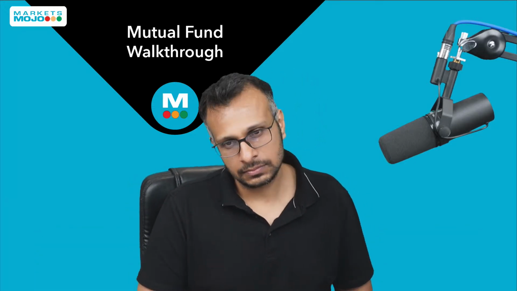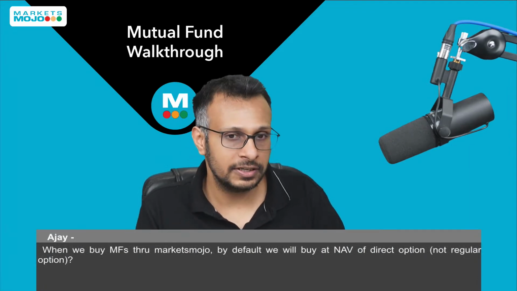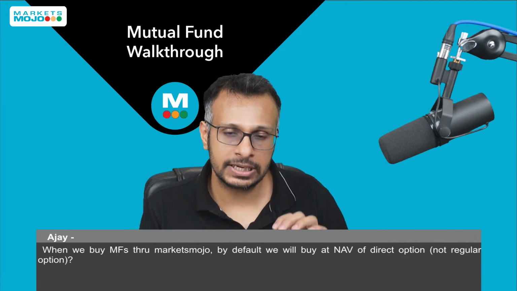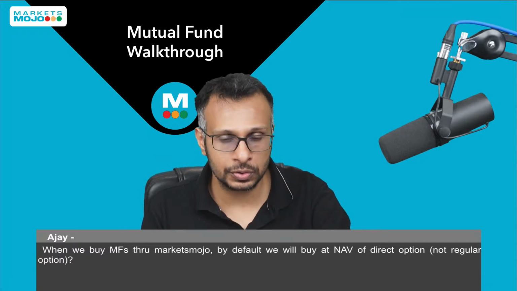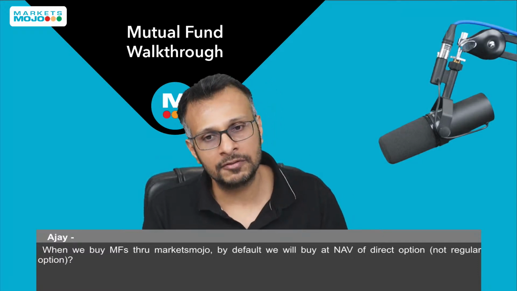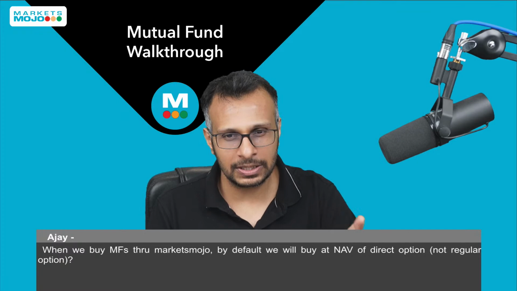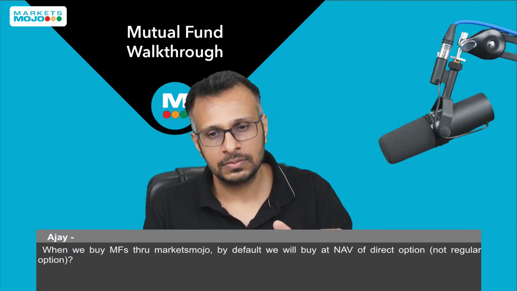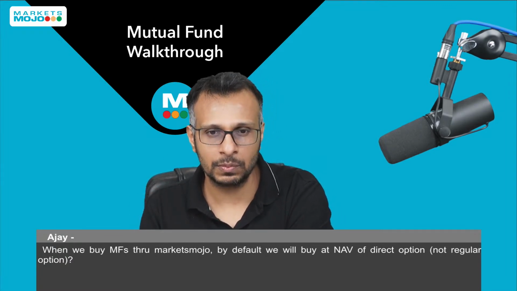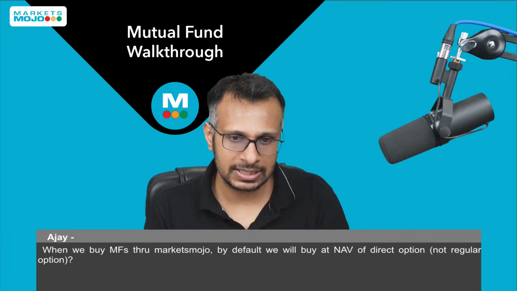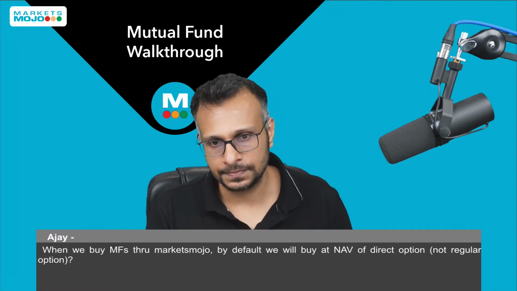Question by Ajay. When we buy mutual funds through MarketsMojo, by default will we buy at NAV of direct option, not regular option? Only direct. We'll not have any regular options. It'll only be direct, so you save on brokerage commission. That completely goes to you. Nothing is coming to us in that. You get the added benefit of the commission not being paid out, and your entire investment being put to use. Typically, if you're putting in 100, one straight goes to the distributor and only 99 gets invested, and every year some part of that 99, let's say it becomes 101, again one goes to the distributor. But in this case, everything is invested, everything accrues to you directly. So it is only going to be the direct option.